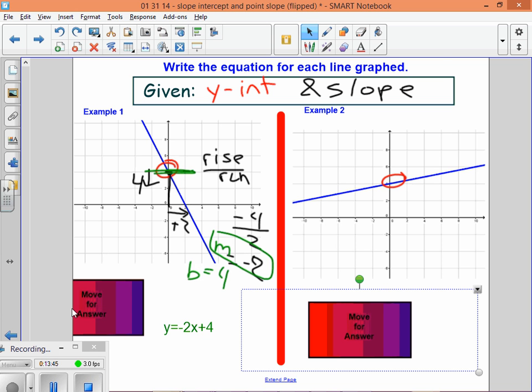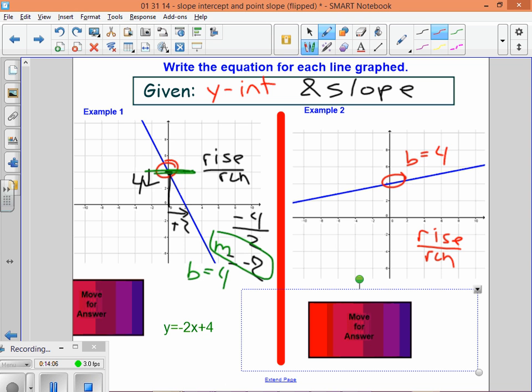Same thing over here. My y-intercept is very easily seen to be 4. Same y-intercept, actually, equals 4. But my slope is different now. My rise over my run is equal to how far I'm going up divided by how far I'm going over.